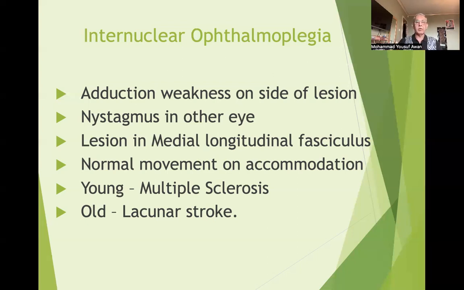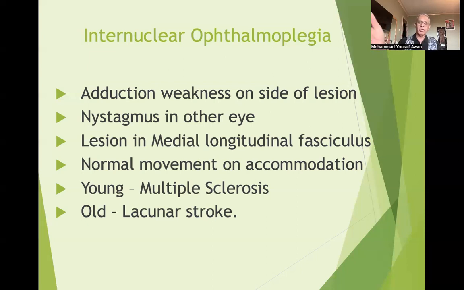The lesion is in the medial longitudinal fasciculus, and I'll show you the diagram in the next slide. But accommodation is normal. You ask the patient to look away and then look towards the finger, and then just see the size of the pupil; accommodation is normal, but there is loss of adduction and nystagmus on the opposite side. If the patient is young, this is a sign of multiple sclerosis. If the patient is old, think of a stroke. So you might find this in the examination.